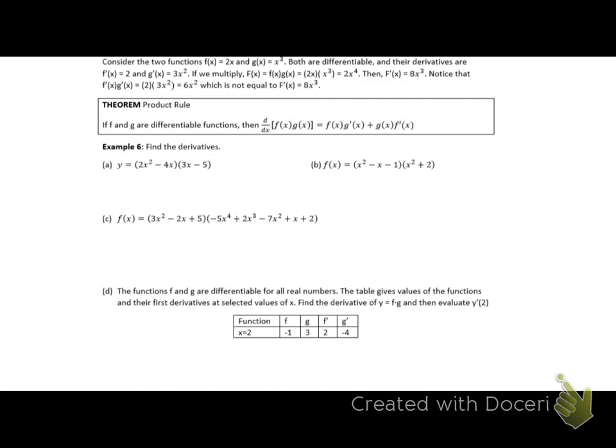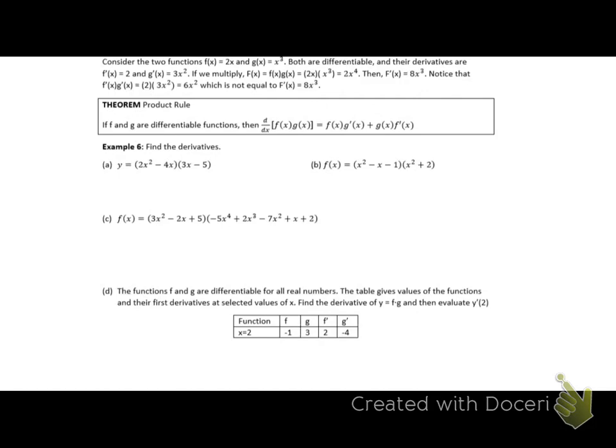If you have two functions that are multiplied together and you're trying to take the derivative, you have the first function times the derivative of the second, and you add the second function times the derivative of the first. Okay? So you take the derivative of one and not the other and add it to the opposite of that. So it's actually very simple. Okay? So let's go ahead and do this.